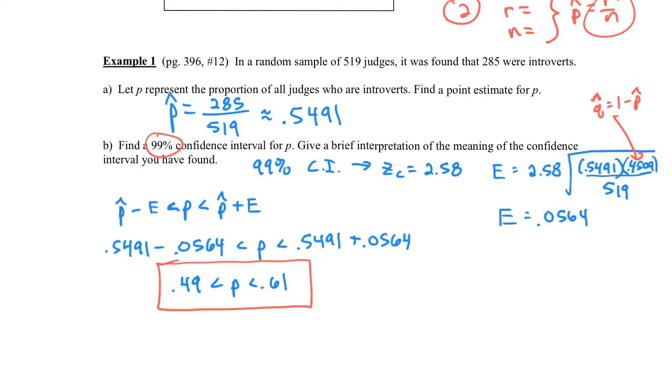And remember, that is just from this one sample. If we took another random sample, even if we use 519 judges, exactly the same number for n, we're probably not going to get exactly the same number here, right? So our p hat would be a little different. That means our q hat would be a little different, which would make our E a little different. Remember, these confidence intervals are not written in stone, they're based on a sample.